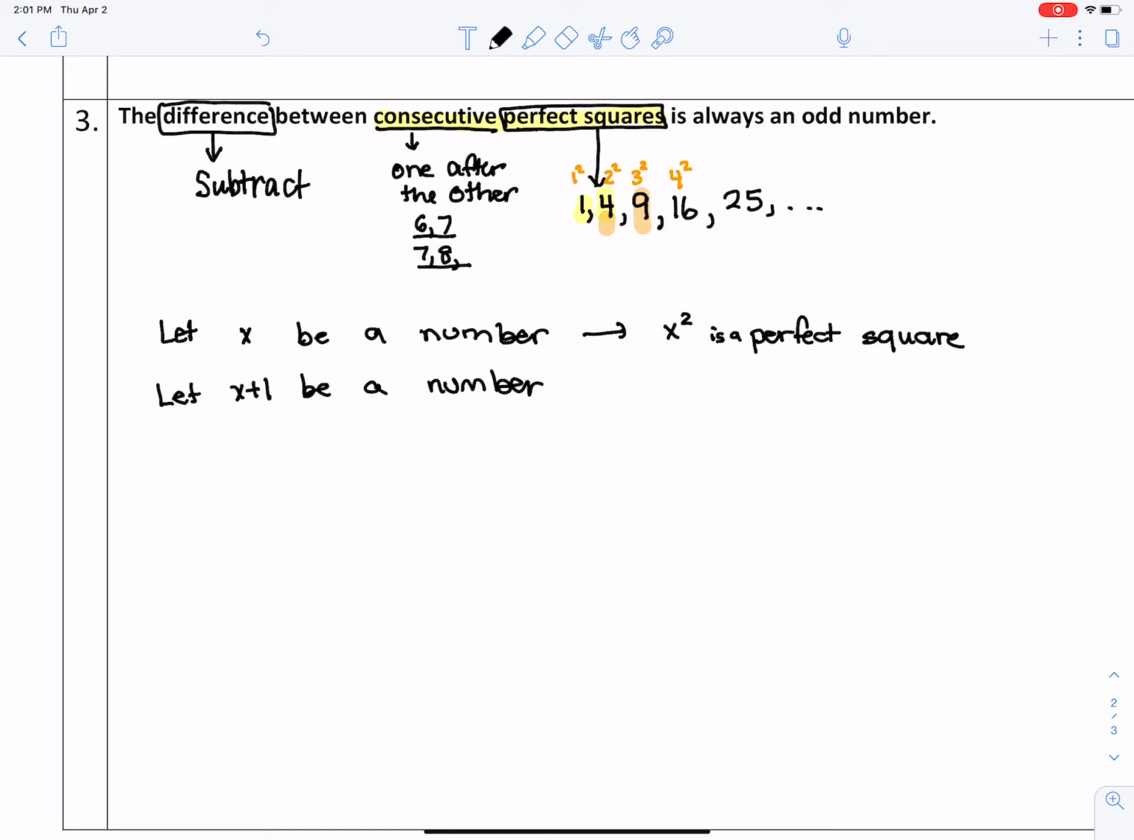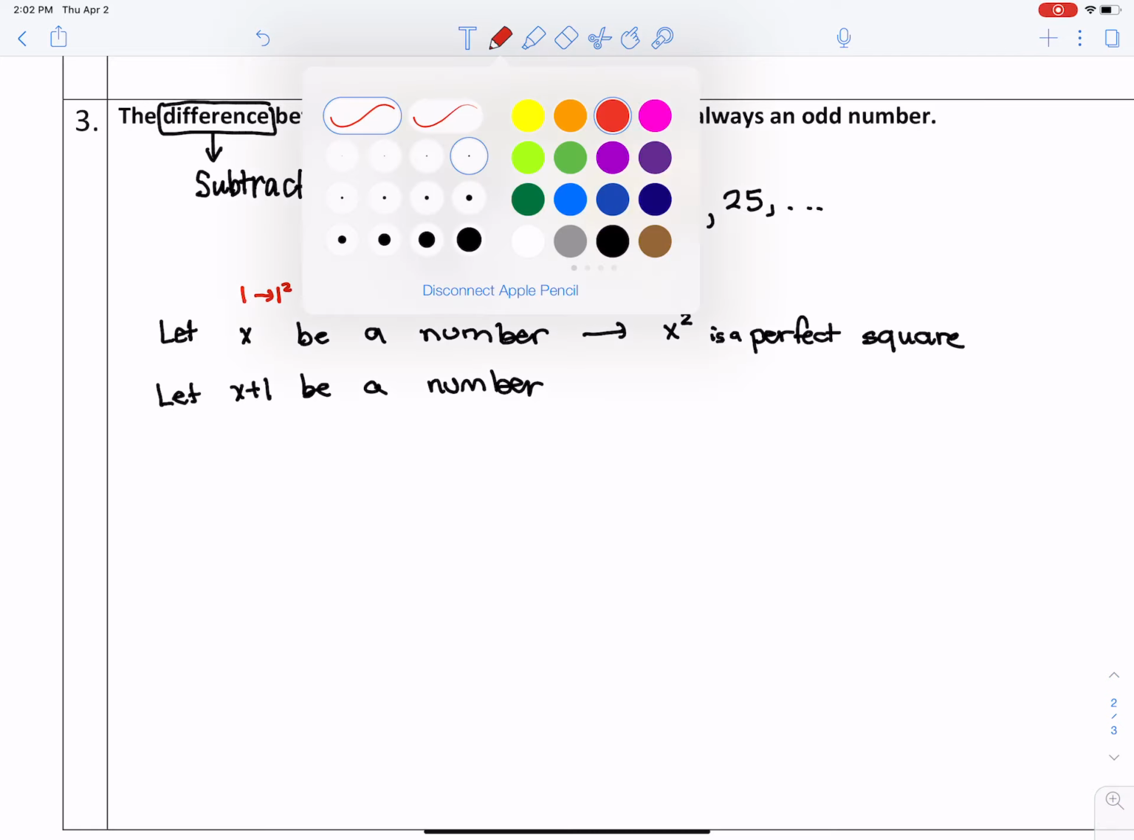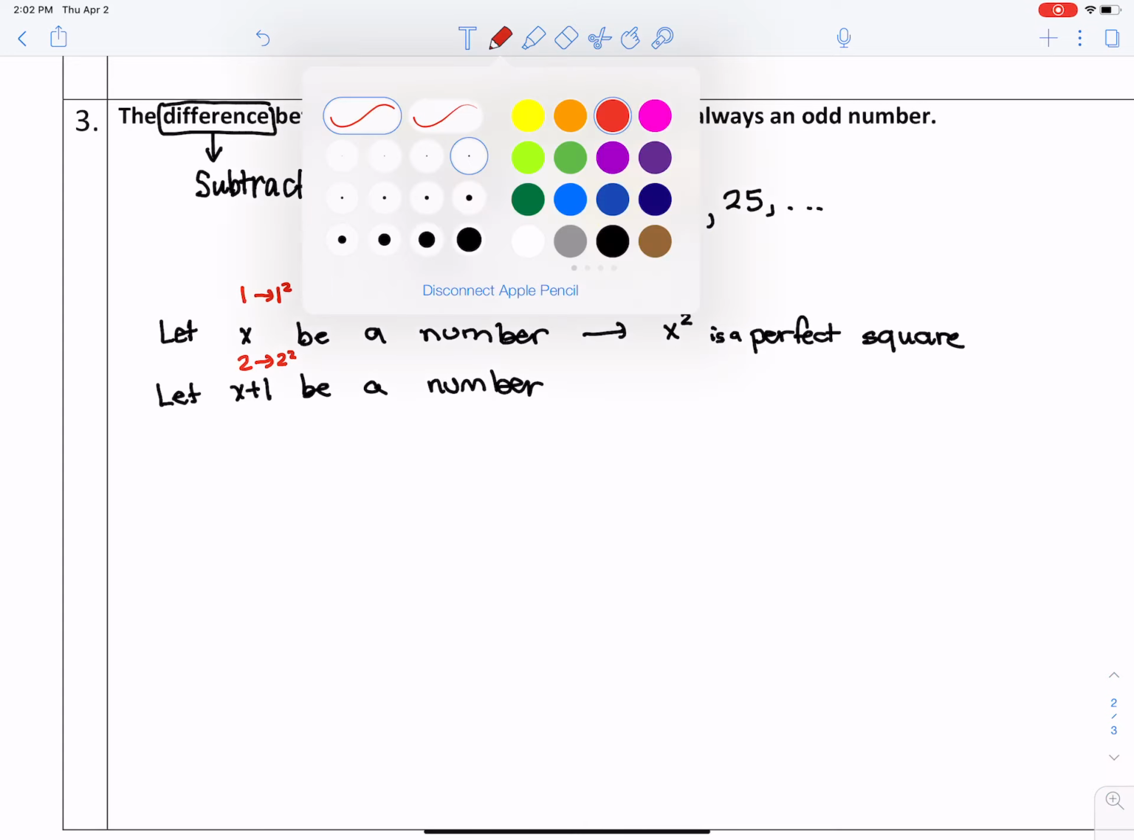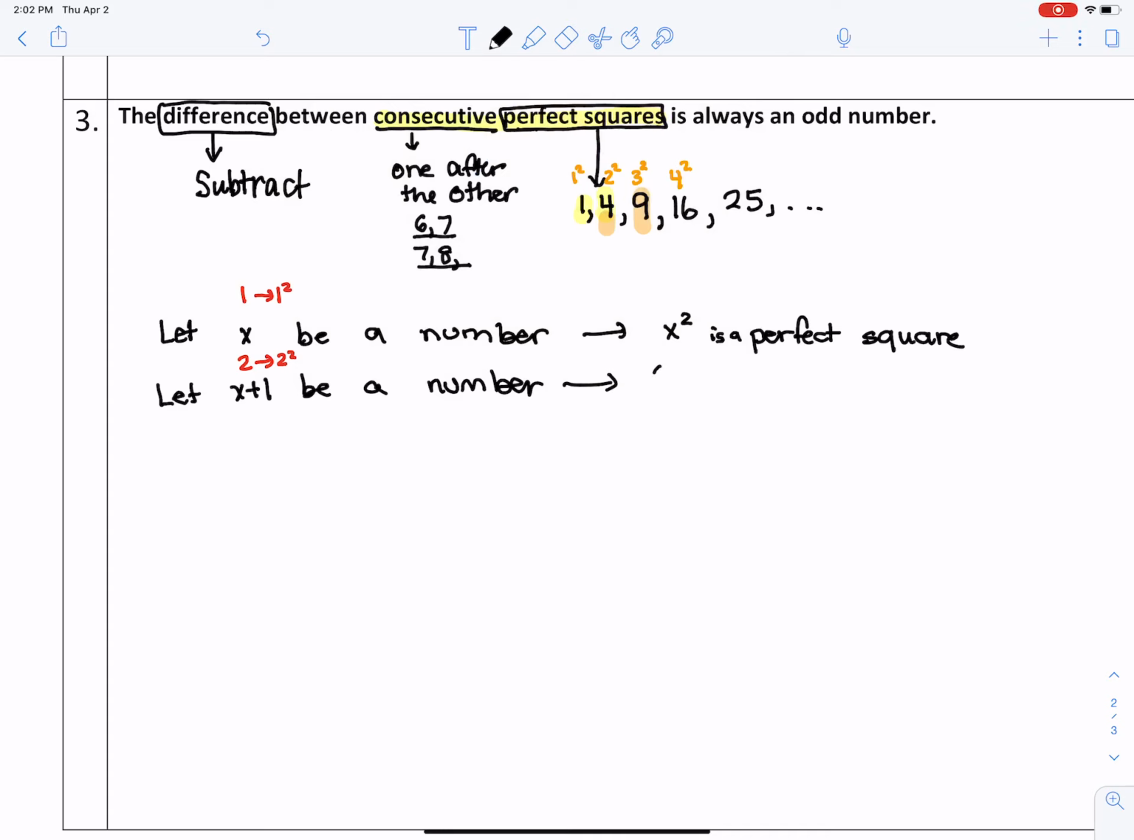So this was like my number 1, and then I squared it. So let's write it like this. I took the number 1, and then I squared it. The next consecutive number would be 2, and then I square it. So now what I need to do in this case is take my next number, which was x plus 1, and square it, is the next consecutive perfect square.